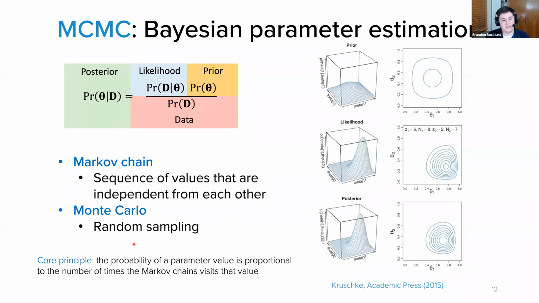And so that's the core principle of why this Markov chain Monte Carlo works: the more times a particular parameter value appears in the Markov chain, the number of appearances is proportional to the probability. And so if we think about our case here on the right, theta 1 has high probability around values of theta 1 of 0.7. And so theta 1 equal to 0.7 is going to show up more times in the Markov chain than a theta 1 of 0.4, which is much less likely compared to 0.7. And so that's the idea of MCMC.